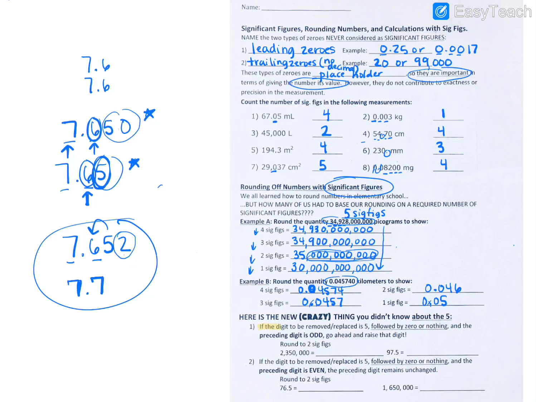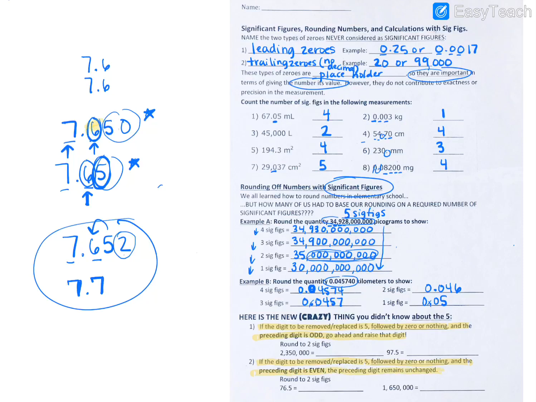All right, if the digit to be removed or replaced is 5, followed by 0 or nothing, and the preceding digit is odd, go ahead and raise that digit. If the digit to be removed or replaced is a 5 followed by 0 or nothing, and the preceding digit is even, the preceding digit remains unchanged.